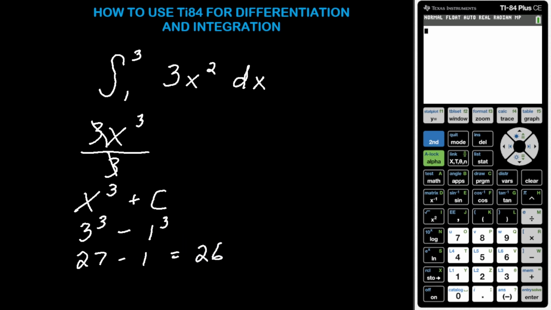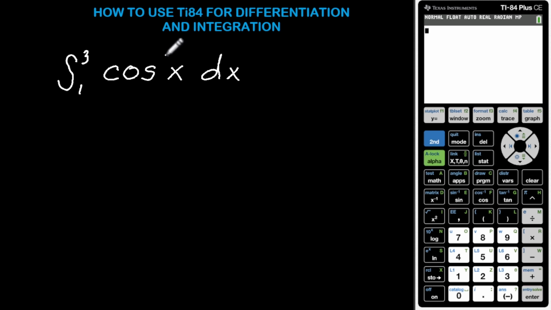Now let's try it on the calculator. We're going to push the math button. 9 is for integration. Now it's asking us for the interval. The bottom number is going to be a 1. The top number, we push up arrow, that was a 3. And then for the function, here we're going to enter the 3x, up arrow, squared. And then we want to evaluate this with respect to x. And then we push enter, and we get 26, which is the same answer we got doing it by hand.